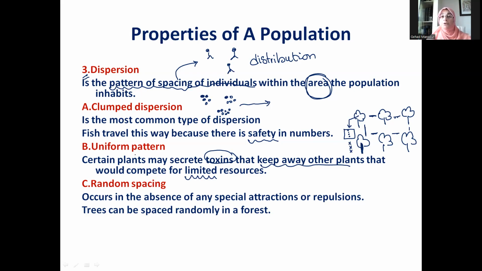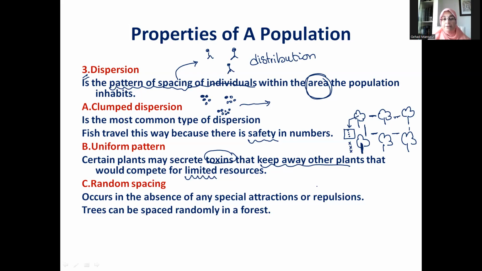And this ensures, of course, regular spacing. Why is it regular? Because it seems that since all these plants belong to the same species, they secrete the same concentration and amount of the toxin that diffuses in the same soil to the same distance.